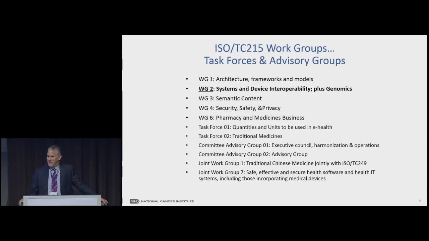Just like Bob was talking about HL7 and all the different work groups, it's the same with TC215. We have 6 different work groups, task forces, committees, and joint work groups. I'm focusing today on work group 2. I'm the chair of work group 2 in TC215, which covers systems and device interoperability, and that's where all the TC215 health informatics genomic standards come in.